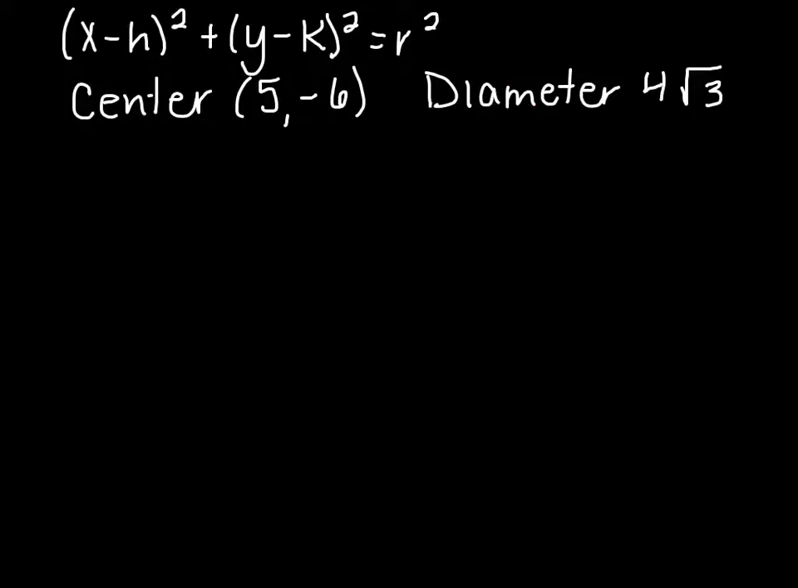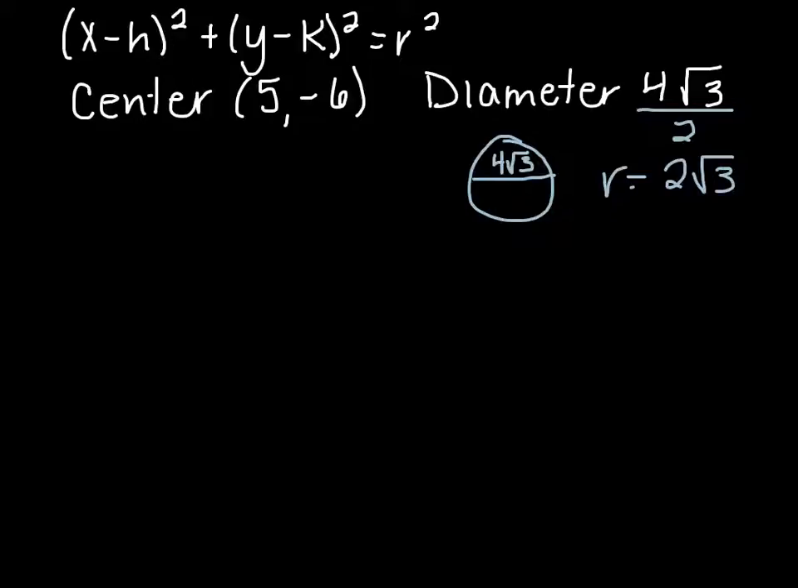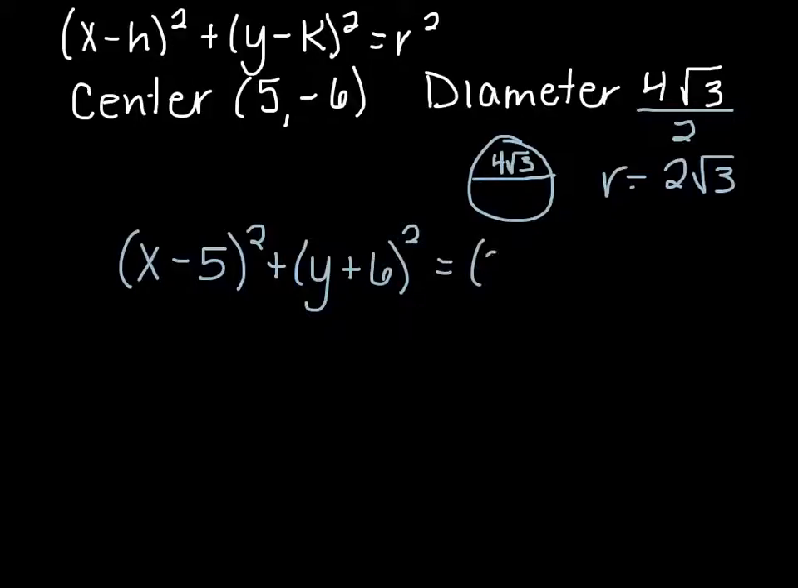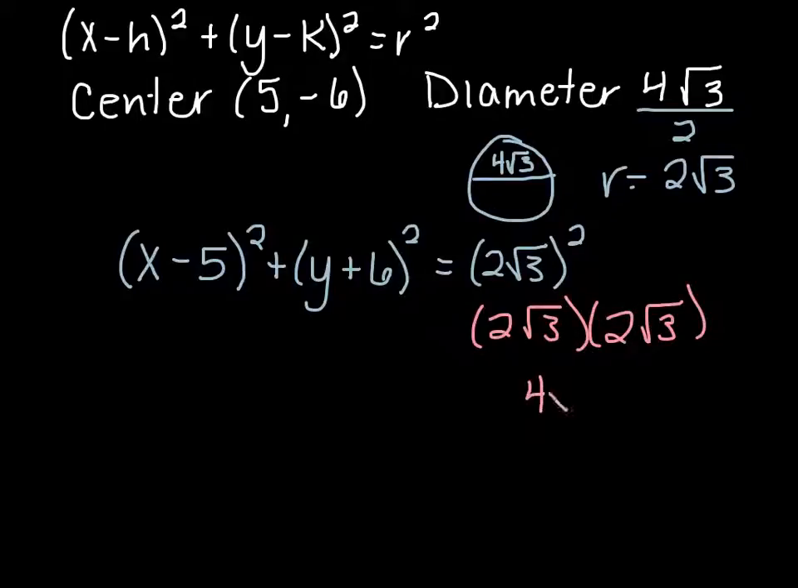Last example, a diameter. The diameter of the circle is a distance of 4 radical 3. So if I want the radius, I have to cut it in half, and the radius is 2 radical 3. So if I need to make an equation, x and the opposite of the x value, y and the opposite of the y value equals r squared. So to square this, let's write it twice. 2 times 2 is 4, radical 3 times radical 3 is radical 9, which is 3, so 4 times 3, which is 12.